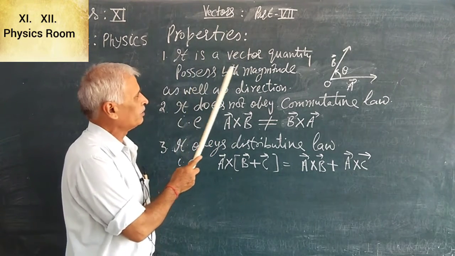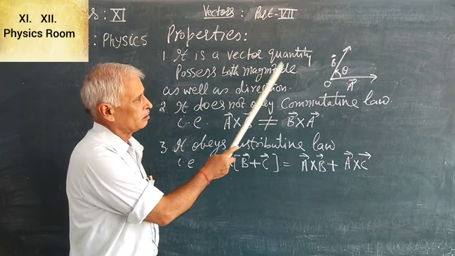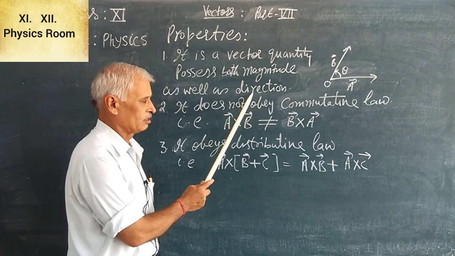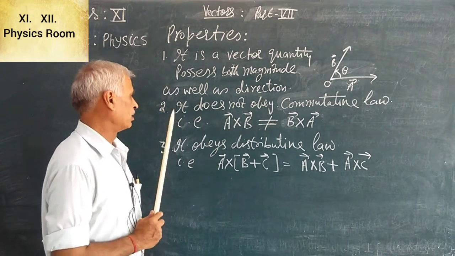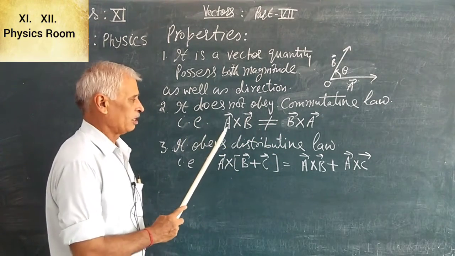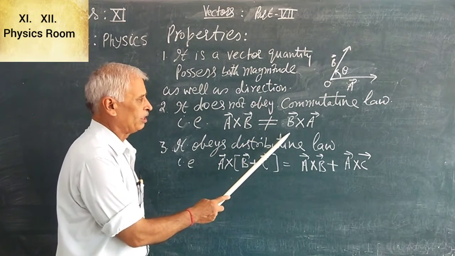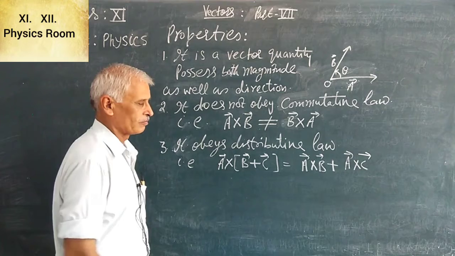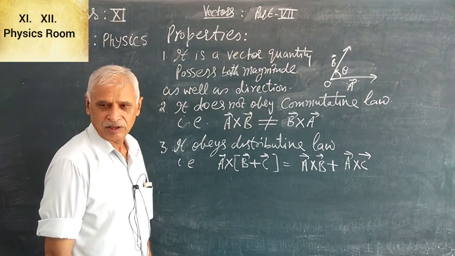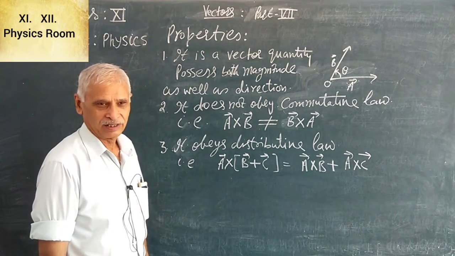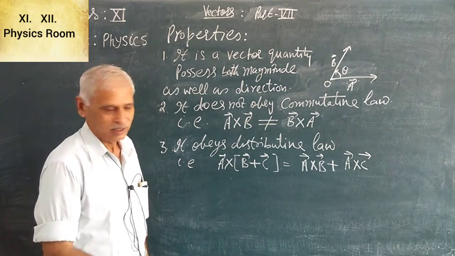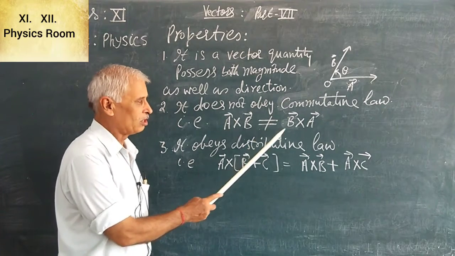Number one, it is a vector quantity, possessing both magnitude as well as direction. Number two, it does not obey the commutative law. That is, A cross B is not equal to B cross A. In dot product, A dot B is equal to B dot A, but here it is not a similar situation. Here A cross B is not equal to B cross A.